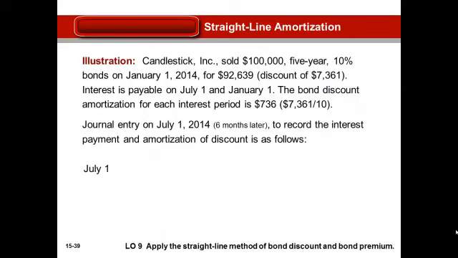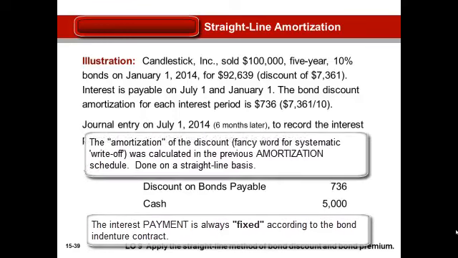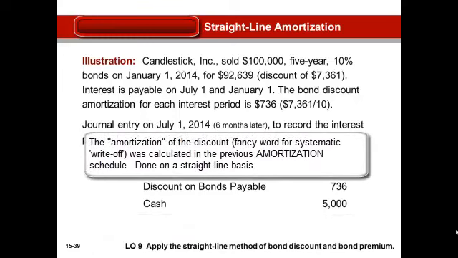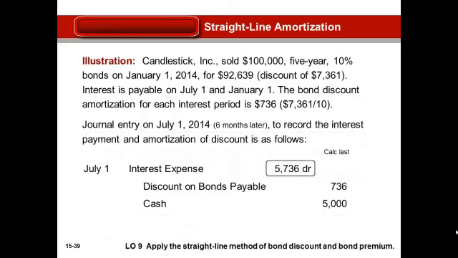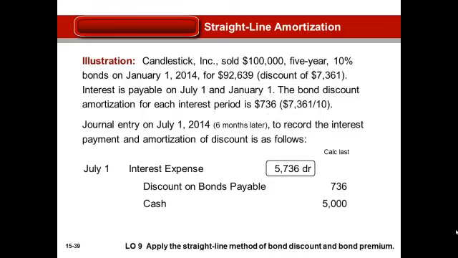Here's a journal entry on July 1st, 6 months after the bonds are first issued. You've seen this entry before. Let's review it one more time. We're paying interest expense of $5,000, a 6-month calculation of interest, 10% times $100,000 divided by 2. Every 6 months, $5,000. Here's the discount on bonds payable amortization entry, $736, credit to that debit balance account. That causes our interest expense to be higher than what we paid, or $5,736 debit. We calculate interest expense last because of the amortization of the discount.